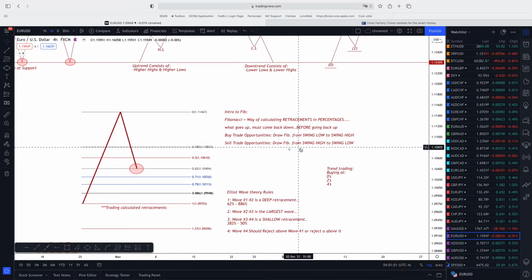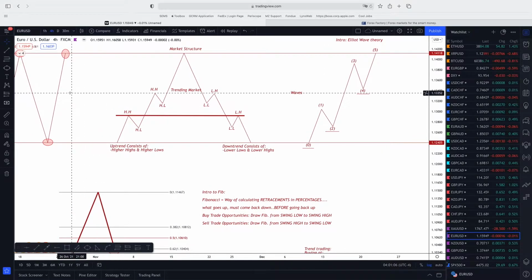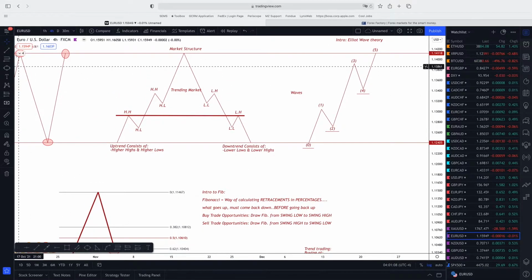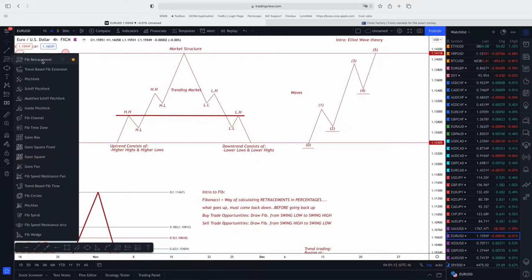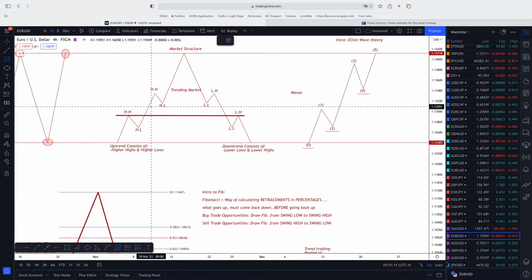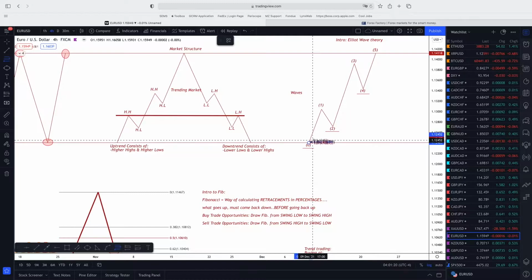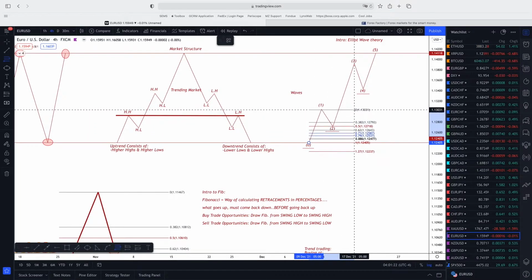Buy trade opportunities, draw it from swing low to swing high. So what do I mean, guys? Well, on your TradingView tools on the left-hand side, we're going to pick your Fibonacci retracement, and your swing low is the bottom of the market. So swing low, right, to swing high.